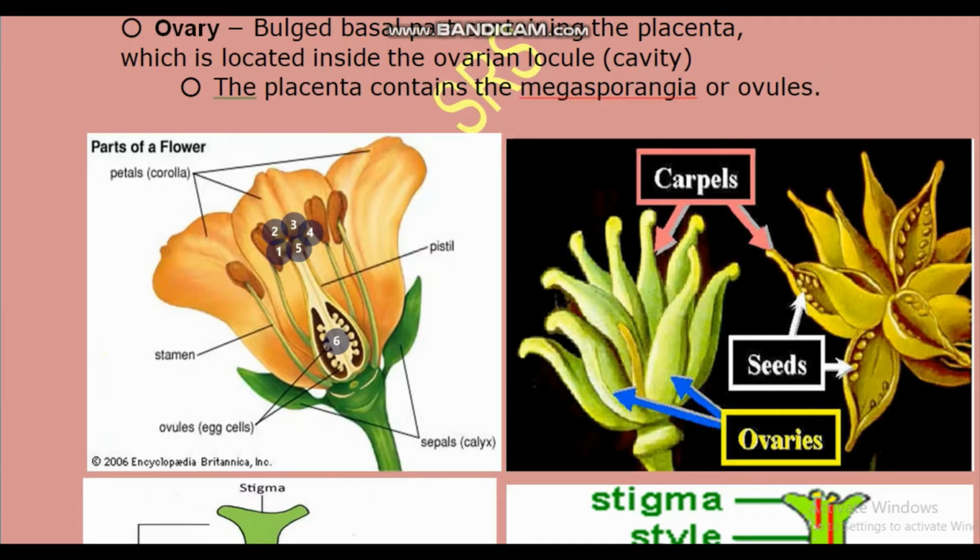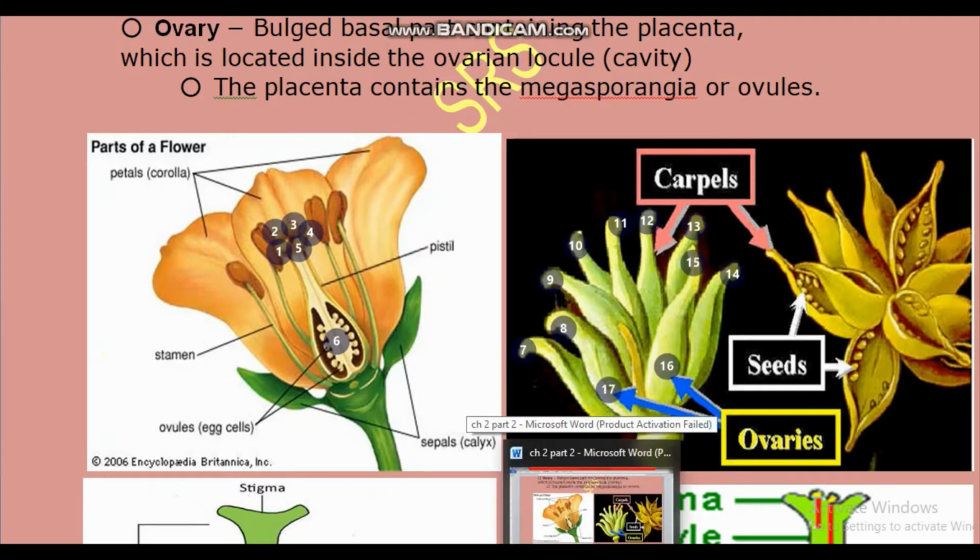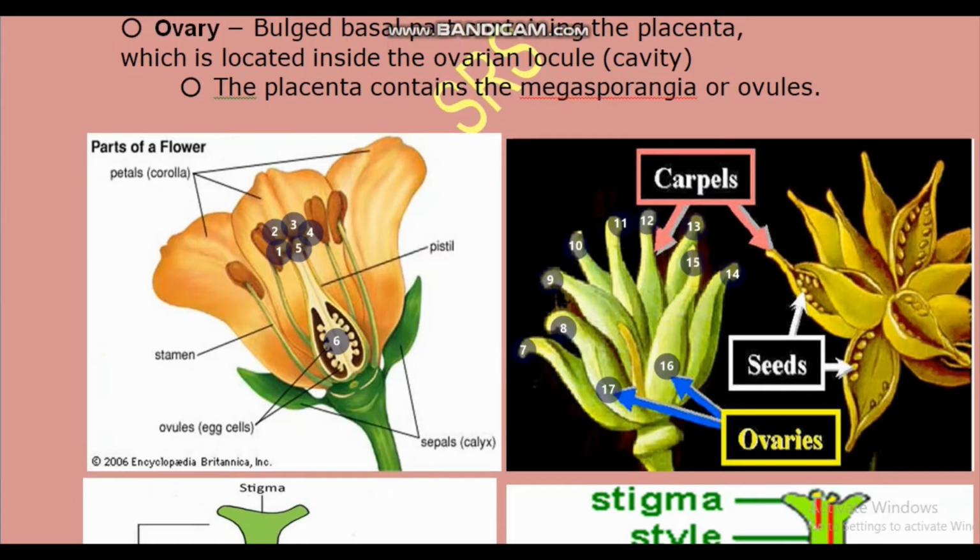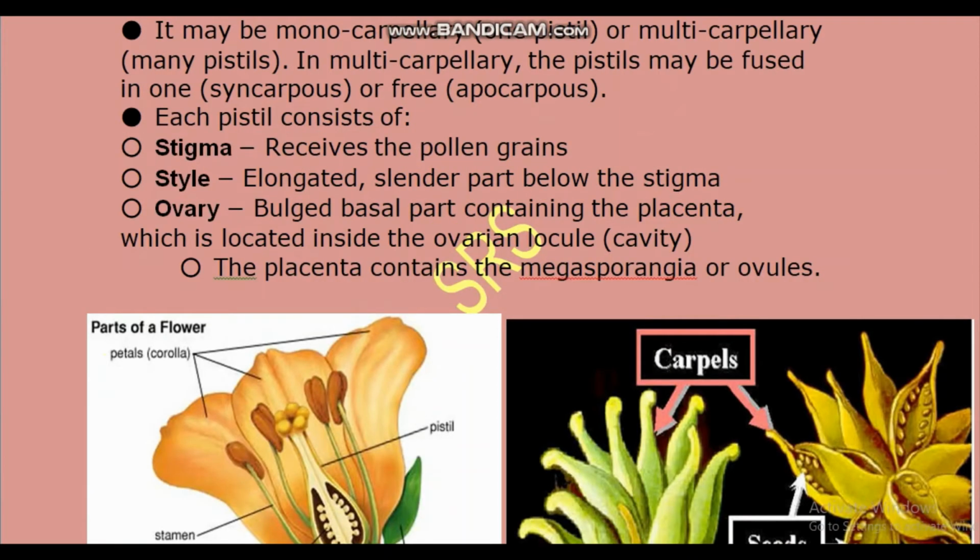At the same time, you can see here how many carpels are here. 1, 2, 3, 4, 5, 6, 7, 8, 9. And each of these has a separate ovary. So that means all the carpels are free from each other. Multicarpellary, but they are free. So this is apocarpous condition. So I just explained to you the meaning of syncarpous and the meaning of apocarpous.